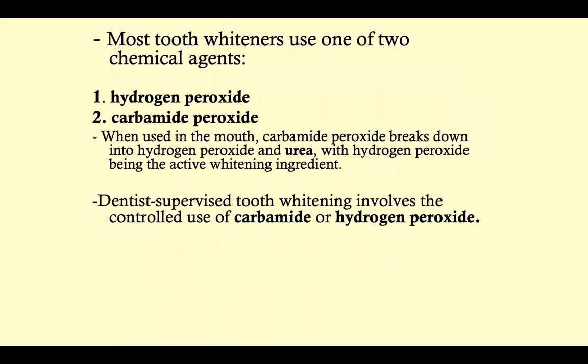Most tooth whiteners use one of two chemicals: hydrogen peroxide or carbamide peroxide. When used in the mouth, carbamide peroxide breaks down into hydrogen peroxide and urea, with hydrogen peroxide being the active whitening ingredient. Dentist-supervised tooth whitening involves the controlled use of carbamide or hydrogen peroxide.